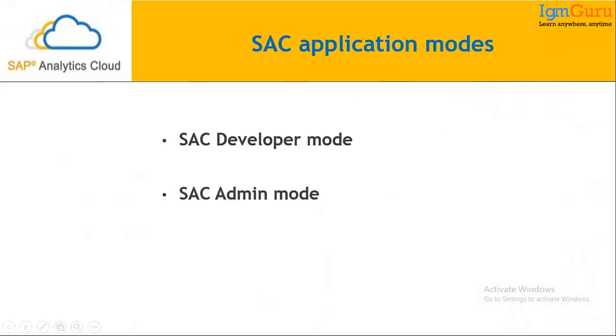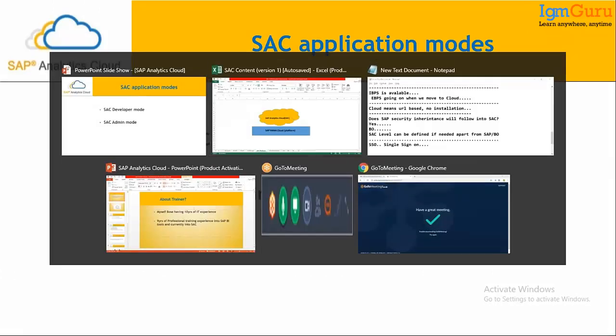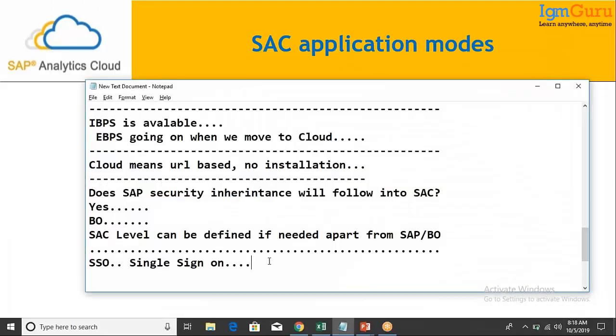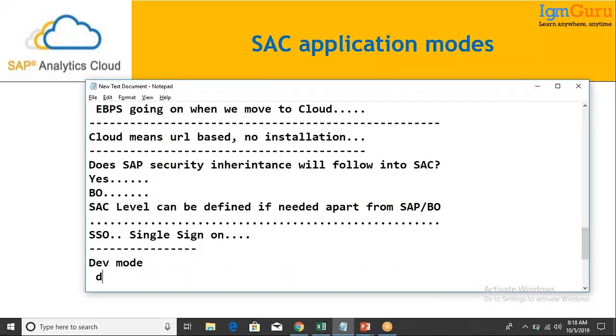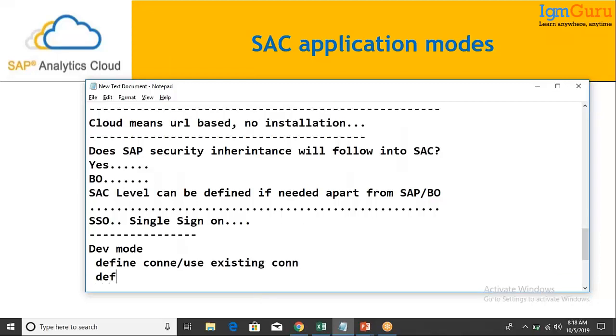And next thing is, what are the different application modes available here? These are the different application modes available. We have something called developer mode. So what exactly is developer mode? All those developer activities. Dev mode goes for developer activities, say for example, define a connection or use existing connection. The next thing is define, say for example, stories.